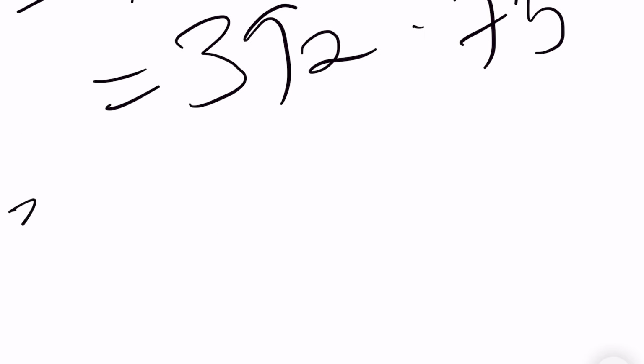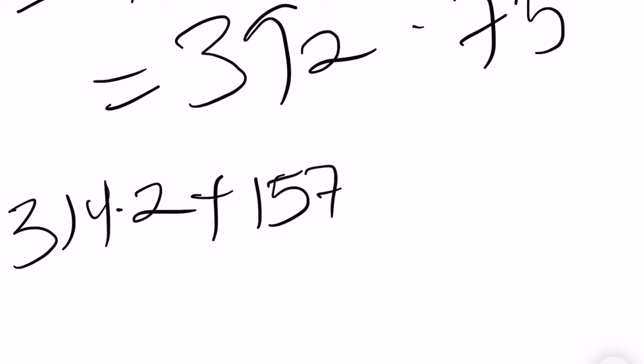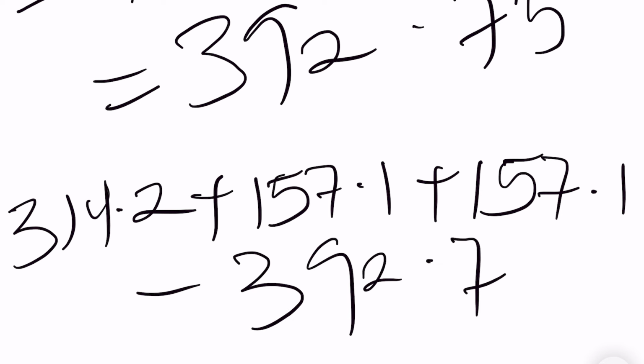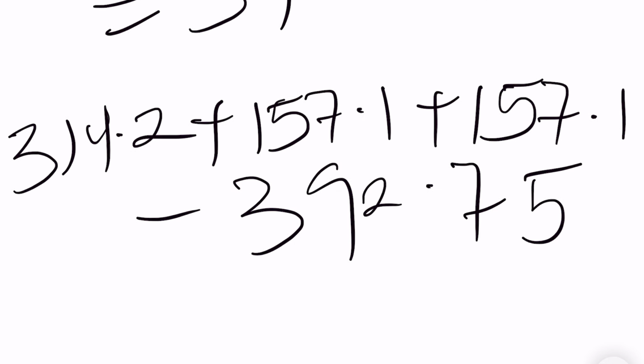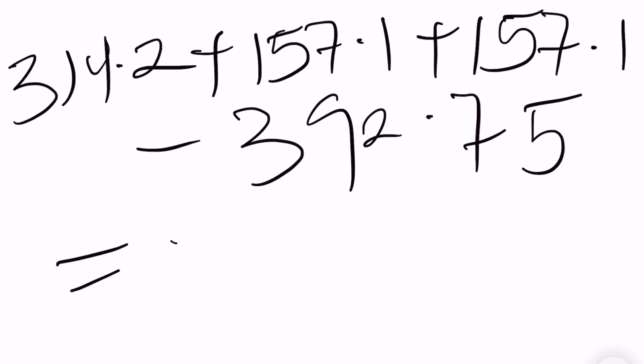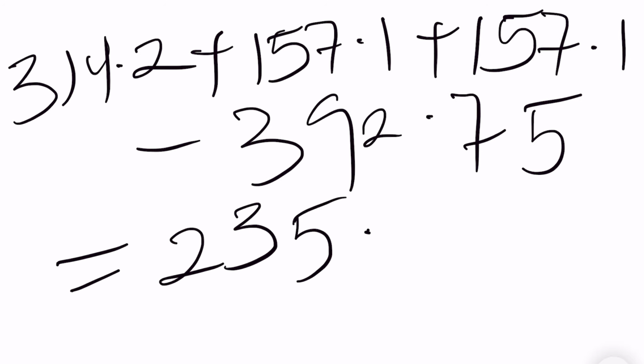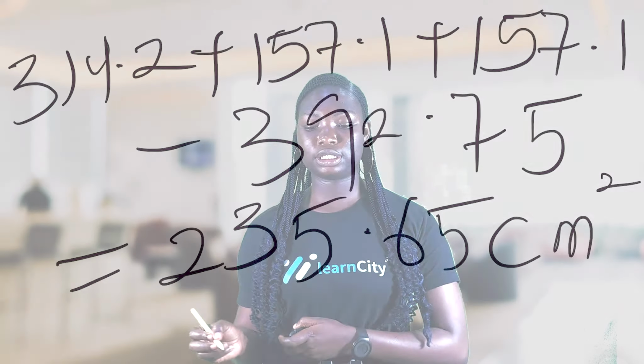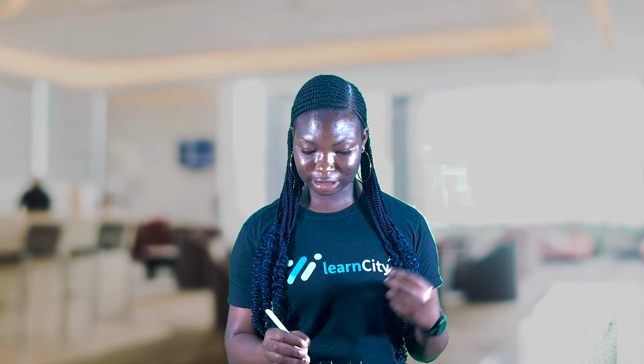So we have the first one, which is 314.2, plus 157.1, plus 157.1, minus 392.75. And using our calculator, we have it to be 235.65 centimeters squared. So with this, we've been able to find the total surface area of a hollow cylindrical pipe.